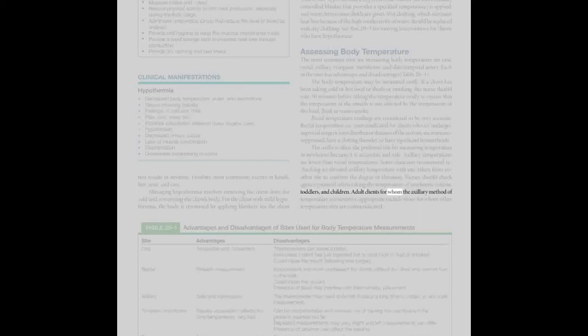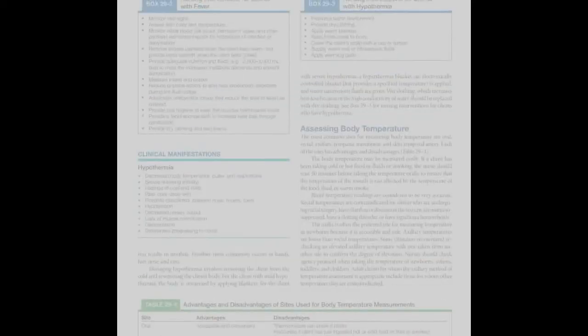Adult clients for whom the axillary method of temperature assessment is appropriate include those for whom other temperature sites are contraindicated. Nursing interventions for clients with fever, Box 29-2. Monitor vital signs. Assess skin color and temperature.